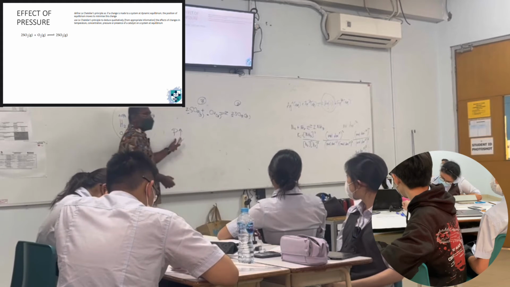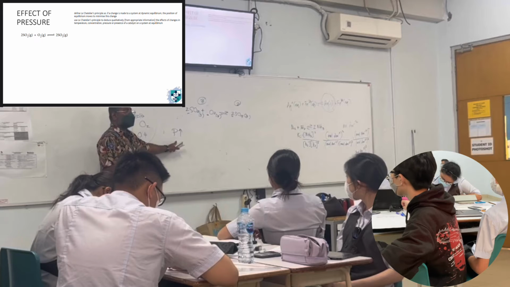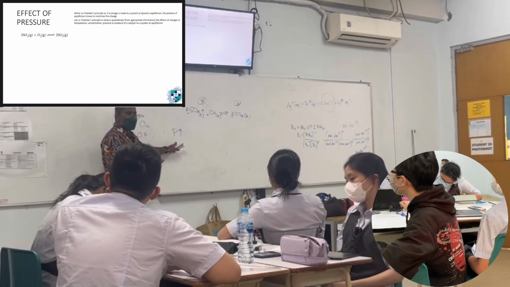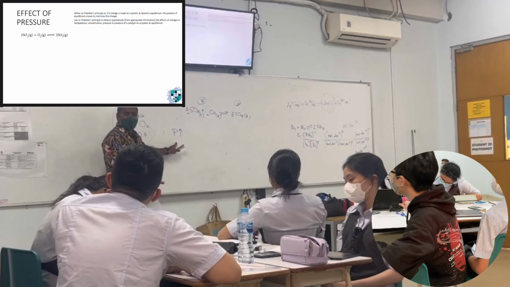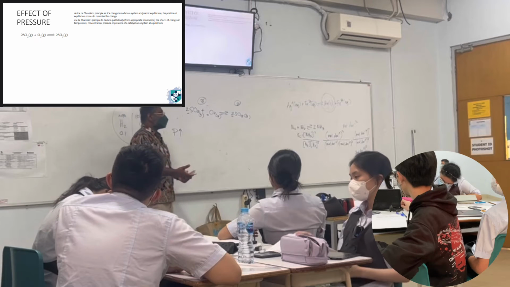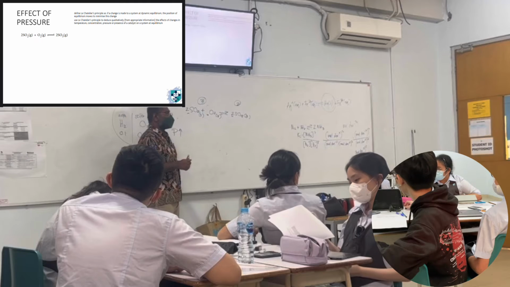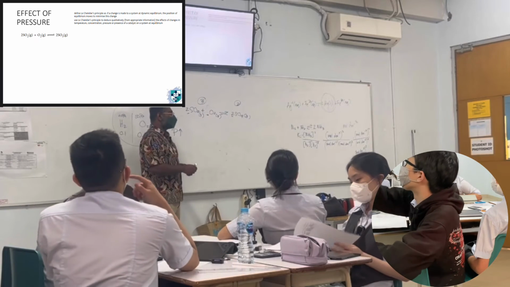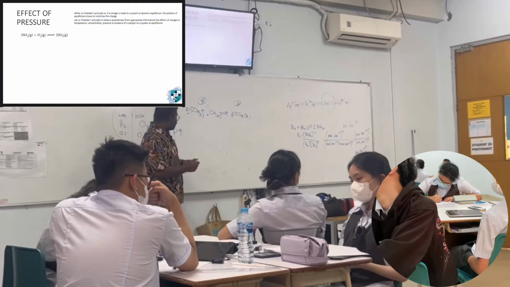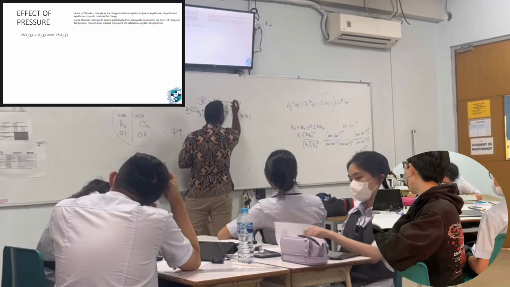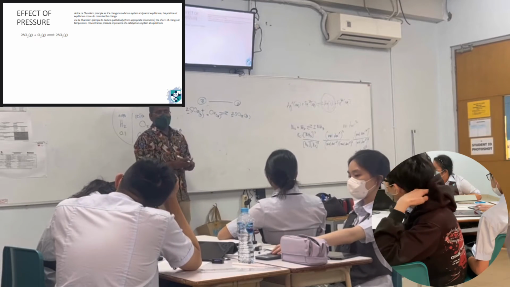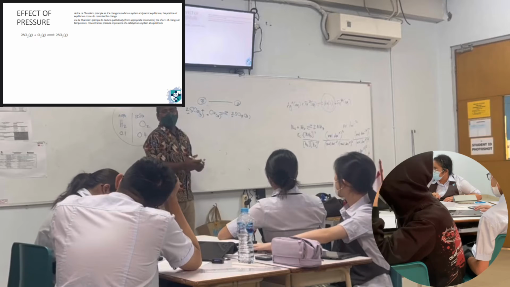If I have higher pressure, according to Le Chatelier's principle, they need to decrease the pressure. How do you decrease the pressure? Mayumi, how do you decrease pressure? By forming less molecules or forming more molecules? Less molecules. So it will go from 3 to 2. Bigger number to smaller number.